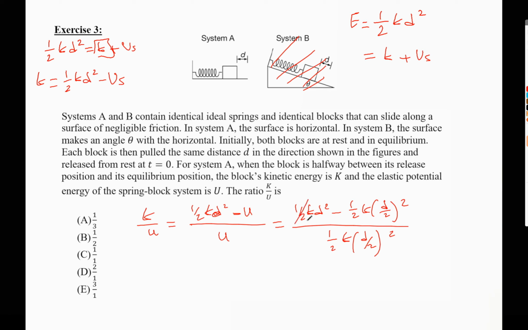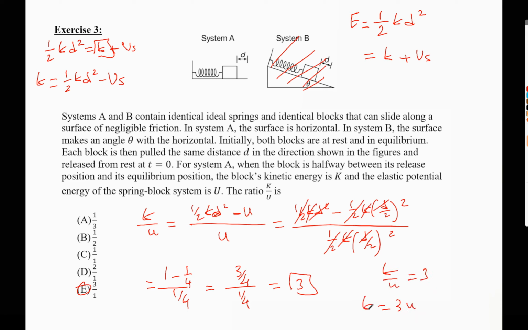square. Now half with half would cancel, k with k would cancel, d square with d square would cancel. We're left with 1 minus 1 over 4, over 1 over 4, which is basically 3 over 4 over 1 over 4, and that would be 3. And this is not a straightforward result, which makes E the correct answer. What do we benefit from this? So if you think about it, K over U is equal to 3, which means K is equal to 3U.